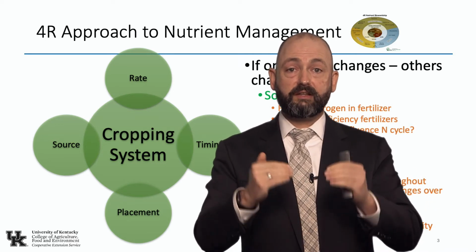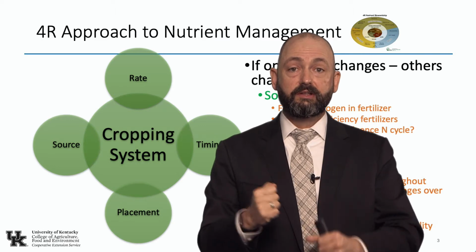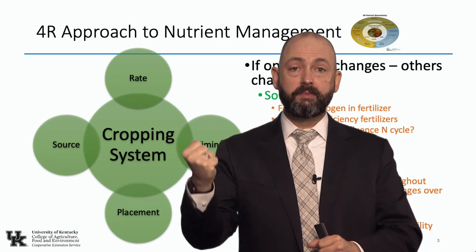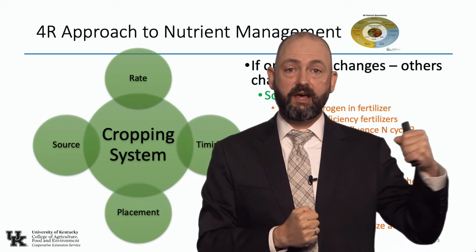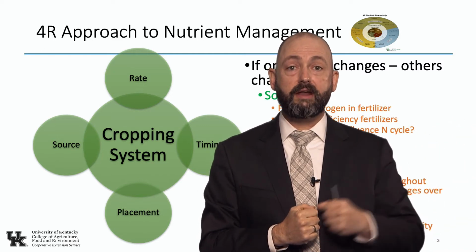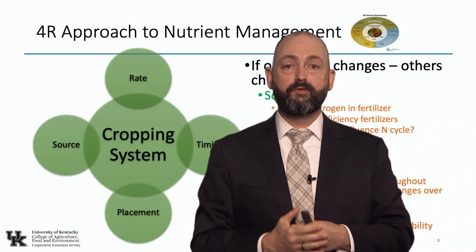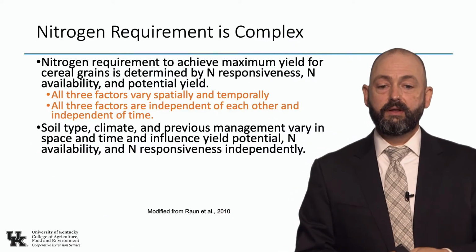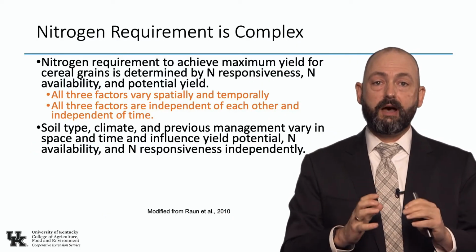And these performance objectives are in competition with each other. So economics, the economically optimum nitrogen rate, is not the same as the nitrogen rate that maximizes yield, or that production-oriented performance objective. So nitrogen requirement is complex.